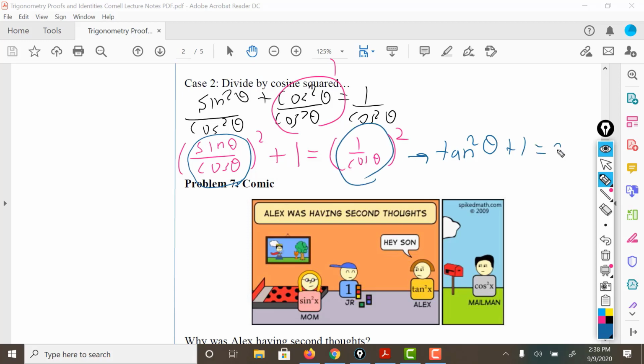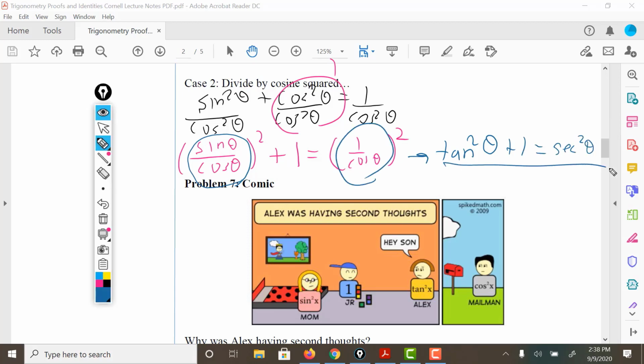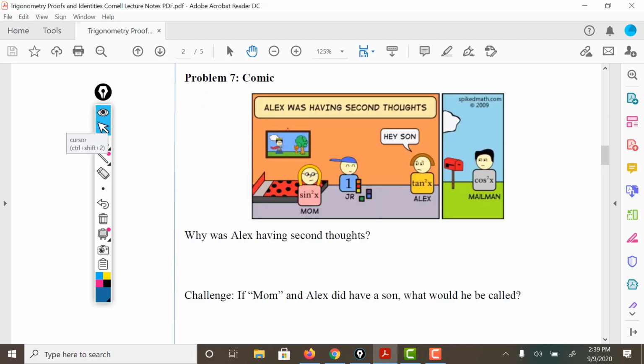This is secant. And this is another form of the Pythagorean identity. So remember, the original Pythagorean identity is sine squared plus cosine squared is 1. But now we have two alternative forms of the same identity.